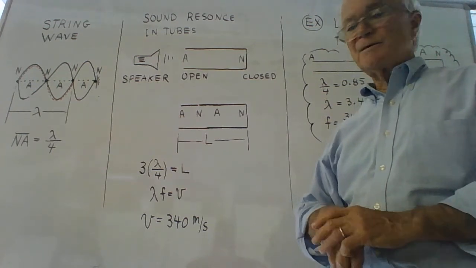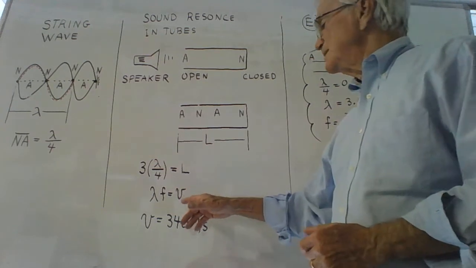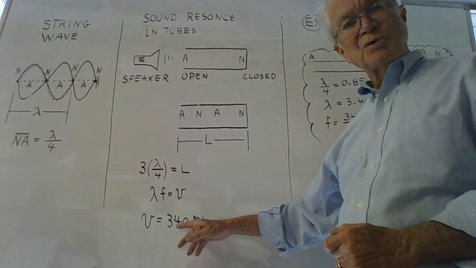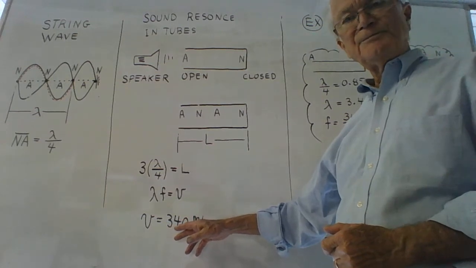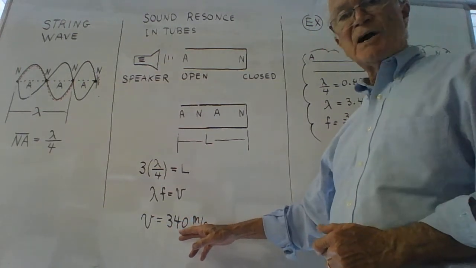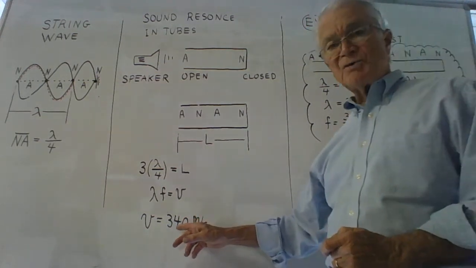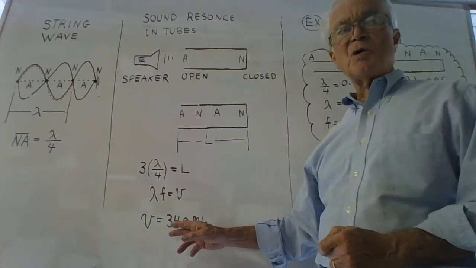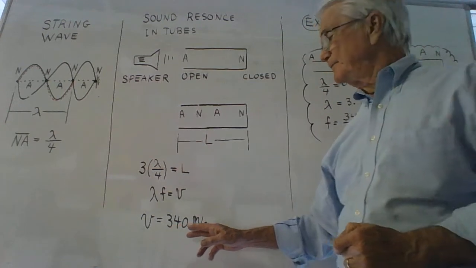To the nearest 10, it's 340. Actual value is 343, but we'll use 340 as our speed of sound. That's the speed sound has in air at sea level, at normal atmospheric pressure.